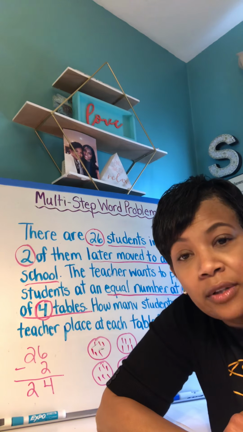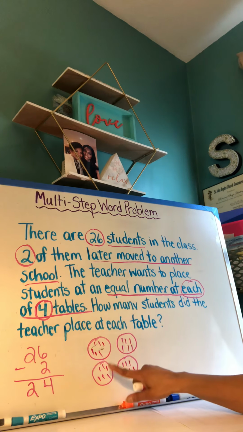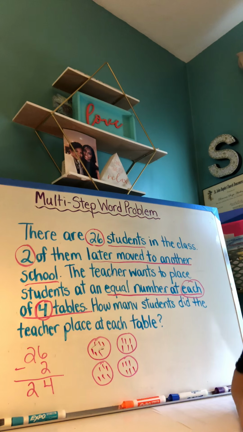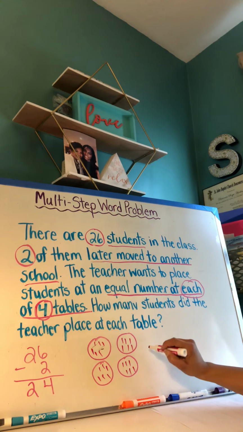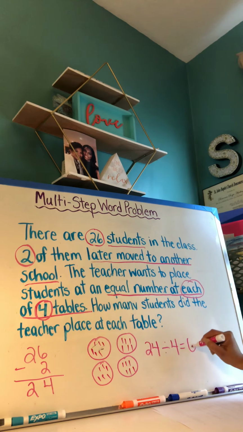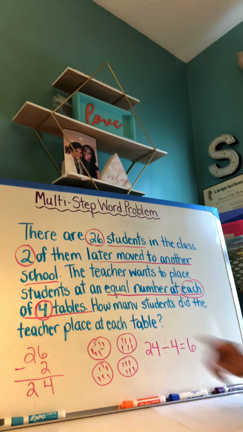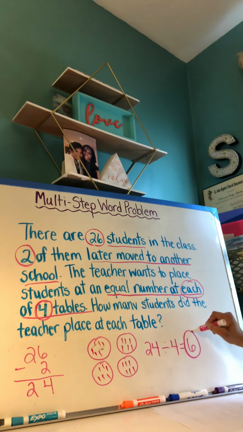So if I look at my model, how many students are sitting at each table? If you said 6, you are correct. Here is the division equation. 24 students. Each student will sit at one of the 4 tables, which gives me 6 students at each table. So, what is our final answer, ladies and gentlemen? How many students did the teacher place at each table? 6. Very good. That is your final answer.